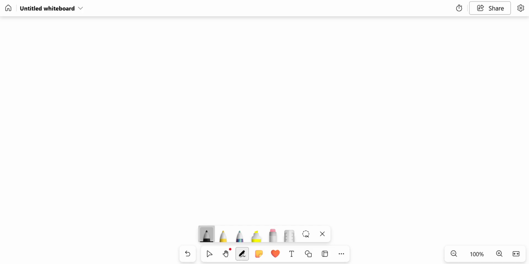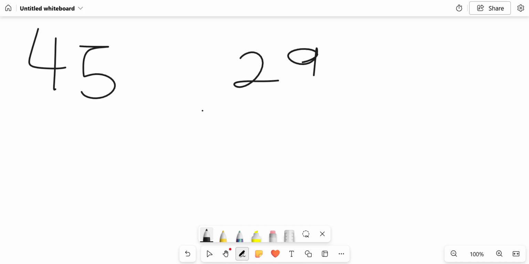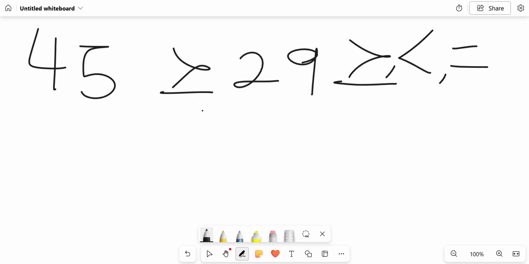The first example we're going to take is the numbers 45 and 29. Remember, we have three options: the greater than, the less than, and the equal to. In these numbers, the first thing we think about is which number is bigger. In 45 and 29, 45 is the biggest, so we use our greater than sign, which is right here.